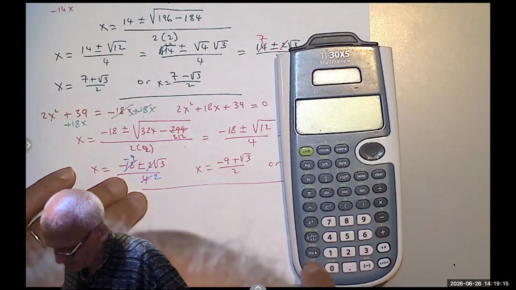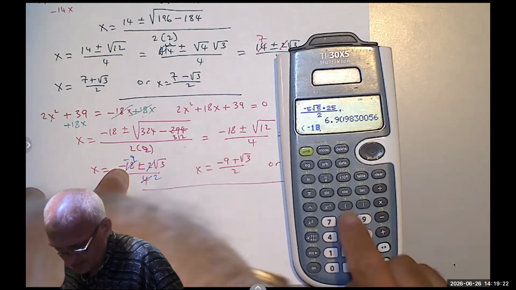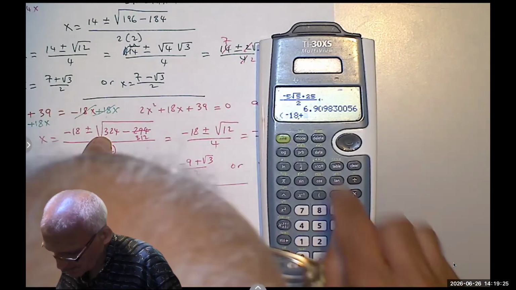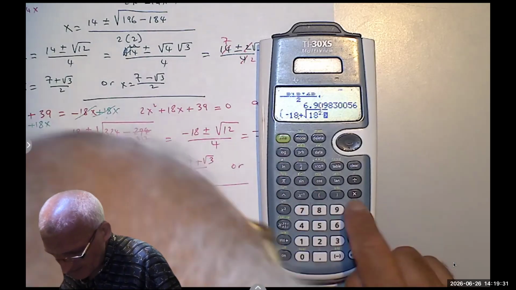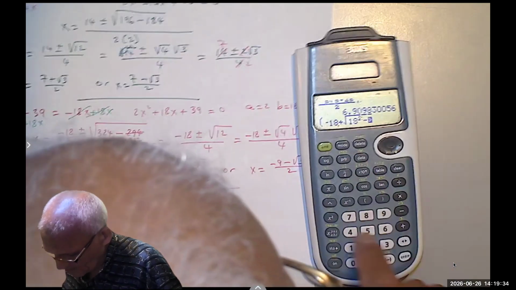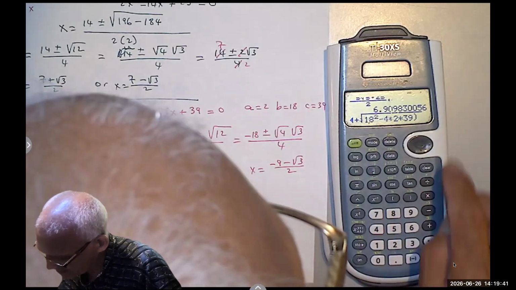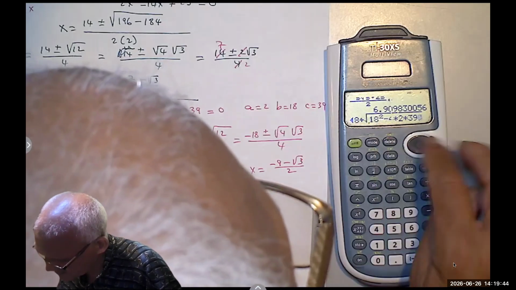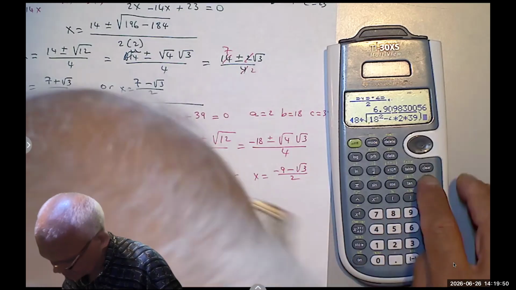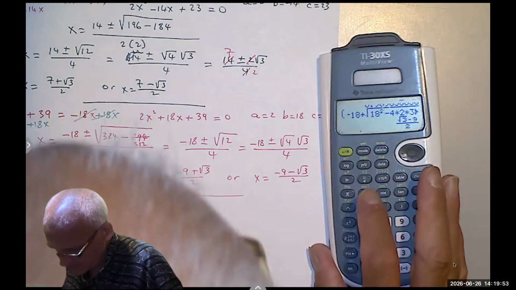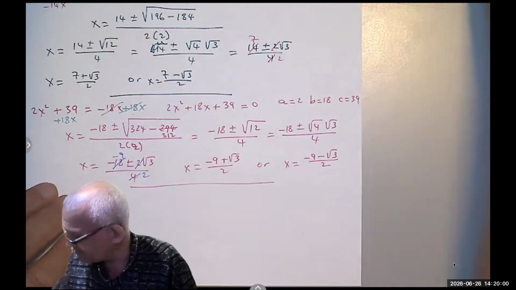So we say negative 18 plus the square root of 18 squared minus 4 times 2 times 39. No, delete that. Go out, close, and then divide by 4. Right? Square root of 3 minus 9 over 2. Okay, so it's correct. Last one.